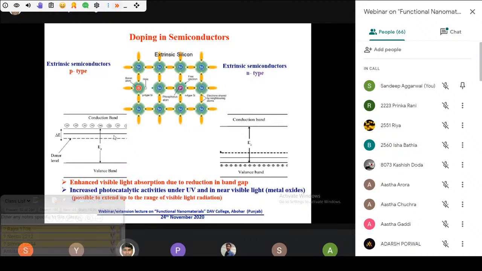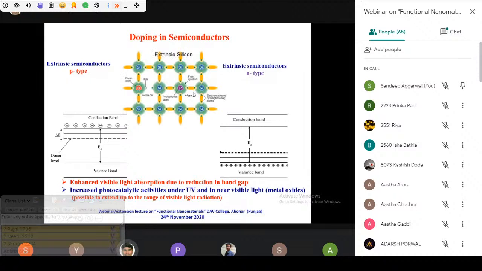And you know, when the band gap is reduced, it means the energy is reduced, then the wavelength will be increased, meaning from UV to visible. The energy is inversely proportional to the wavelength. So if the energy is reduced, the wavelength will be higher. It means from UV to visible.